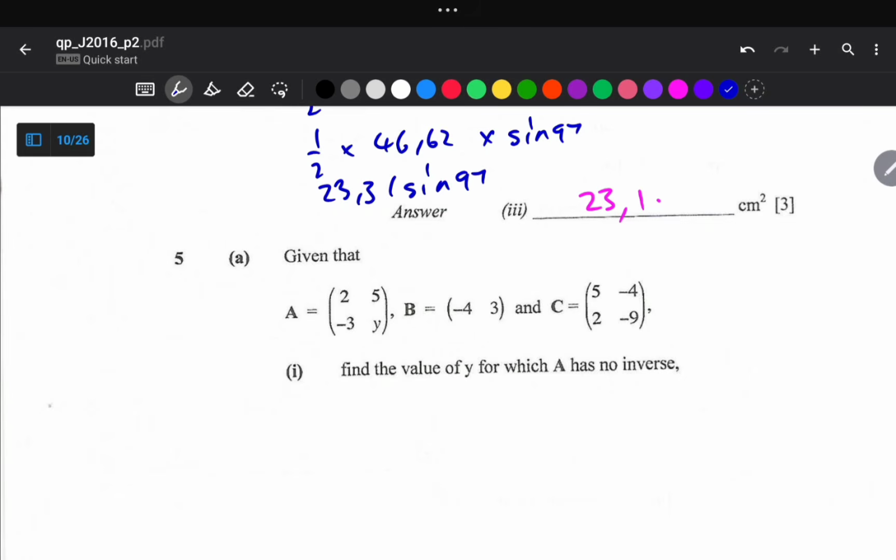Okay, so to calculate the determinant of this, we are going to say it is 2 by y minus 3 by 5. So this gives us 2y minus 3 by 5, which gives us 15. So it is 2y minus 15.